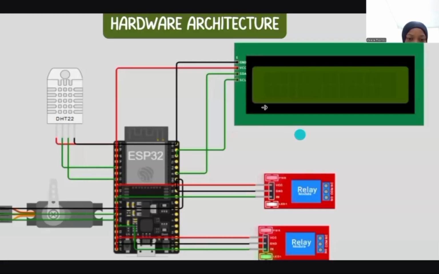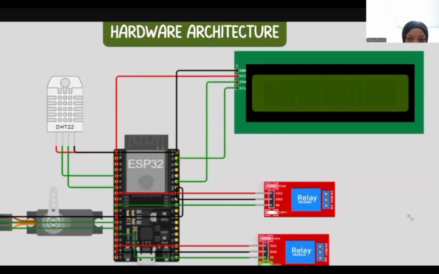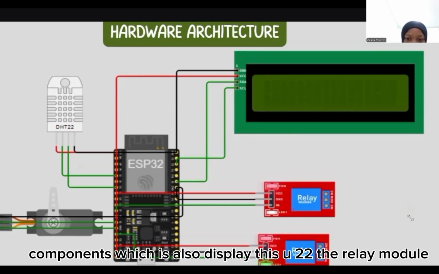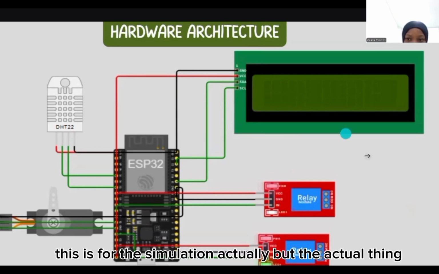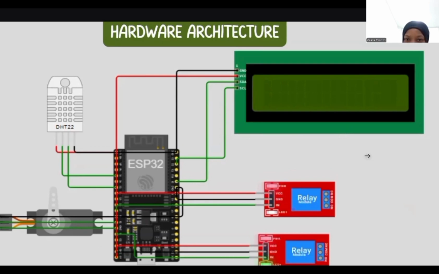Okay. So for the hardware architecture, we can see from this slide that the ESP32 is connected to four main components, which are the LCD display, DHT22, the relay module, and also the micro servo. This is for the simulation, actually, but in the actual build it is connected to many components like the fan, also the lamp, and other things that could also be displayed in the Wokwi simulation.